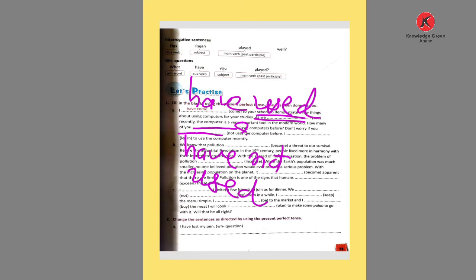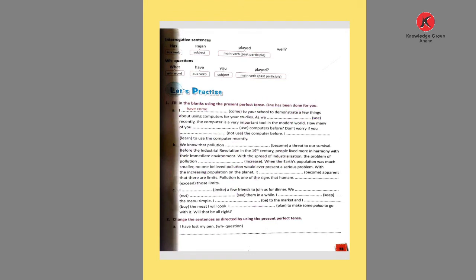And the last one of A: I dash to use the computer recently. The verb given is learn. With I we use have, then the verb learn, L-E-A-R-N, and the past participle: learnt. Have learnt. So A is completed.